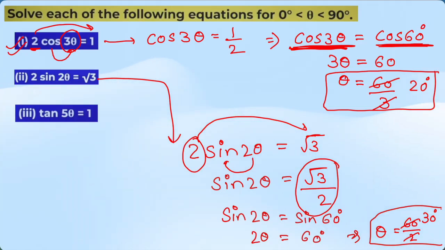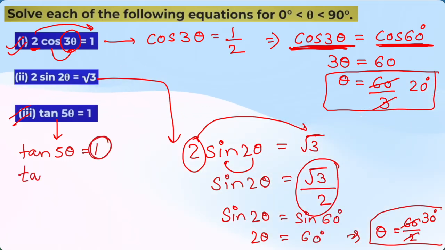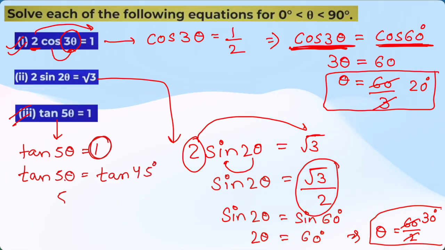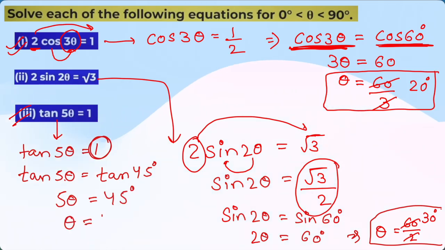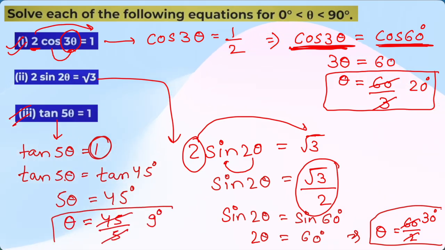Now come to the third one. Don't be afraid, even if 5 is written, 10 is written, 20 is written, or even 1000 is written. Same thing, we just have to compare, right? Keep it as it is. Tan 5 theta equals 1. Compare this one. 1 is equal to tan, in case of tan, 45 degree. So tan 45. Compare this 5 theta with 45. 5 theta equals 45 degree. Theta equals 45 by 5, that is 9 degree.